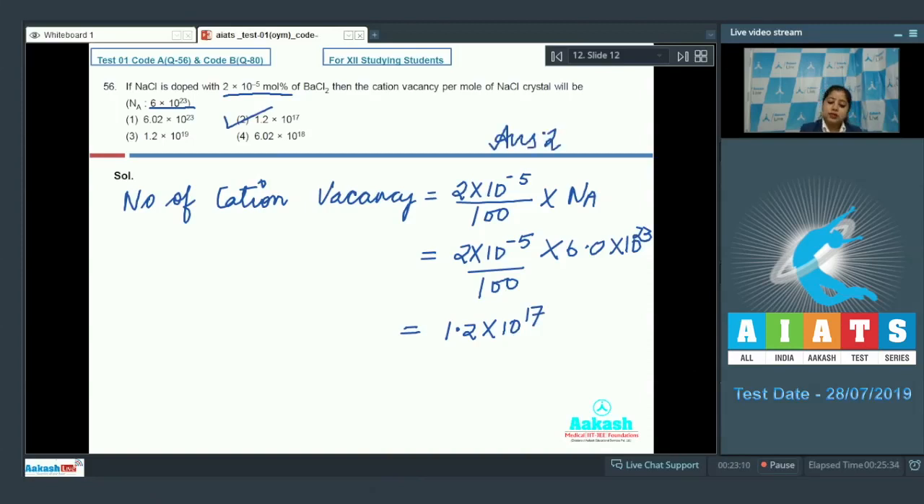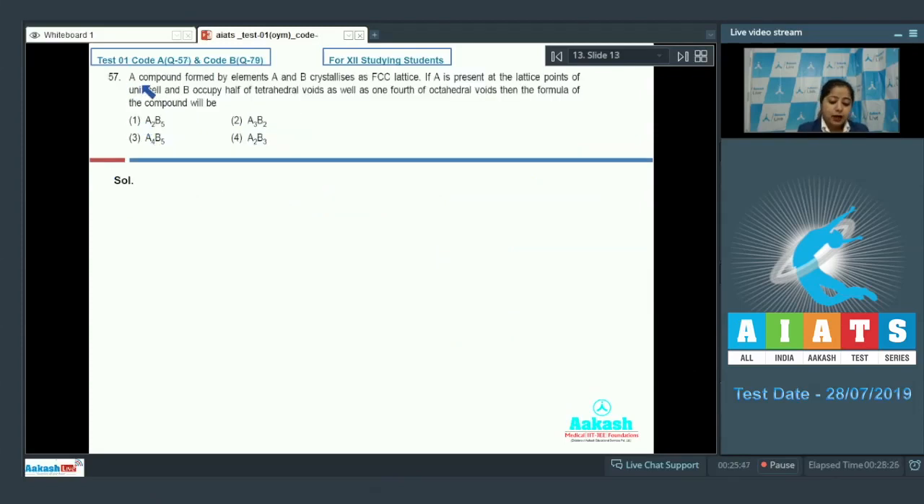Let's move to our next question, class, which is question number 57. Let's read the question, class. A compound formed by elements A and B crystallizes as an FCC lattice. If A is present at the lattice points of the unit cell and B occupies half of the tetrahedral voids as well as 1/4 of the octahedral voids, then the formula of the compound will be A2B5, A3B2, A4B5 and A2B3.